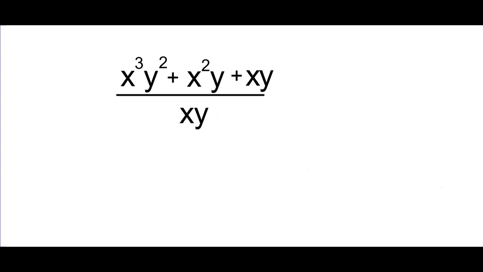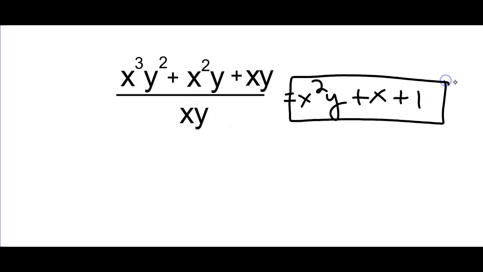So let's look at the next one. Now this one is the same thing as before, except now we've got an x times a y in the bottom. And so everything that we divide out here has to have some type of x being multiplied by a y. So I'm just going to look through each one and divide each one by xy. x cubed divided by x is x squared, y squared divided by y is y, plus x squared divided by x is x, y divided by y is 1. And then xy divided by xy is 1. So that's what it simplifies to.